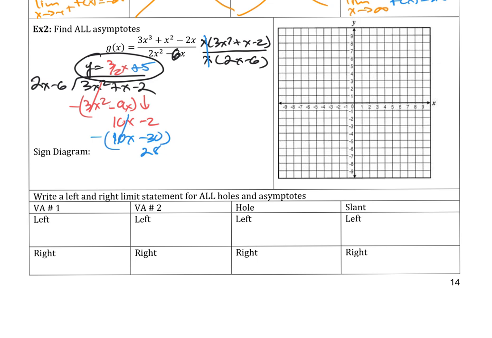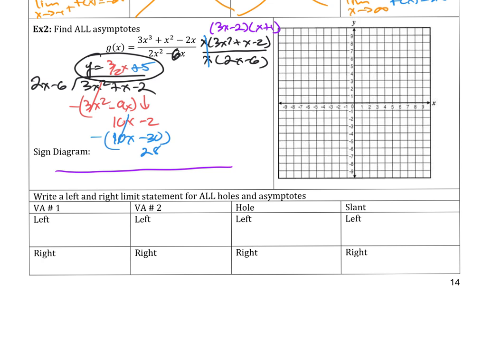Again, that was 3x squared plus x minus 2. That's going to factor as (3x minus 2)(x plus 1). And then for my denominator, we can factor out a 2, but I know that it's not going to cancel out, so we're going to leave it like that. But I know now that I'm going to have x-intercepts at 2/3 and negative 1. And looking at my denominator, I know that I'm going to have a vertical asymptote at 3, so that helps me to set up my sign table.